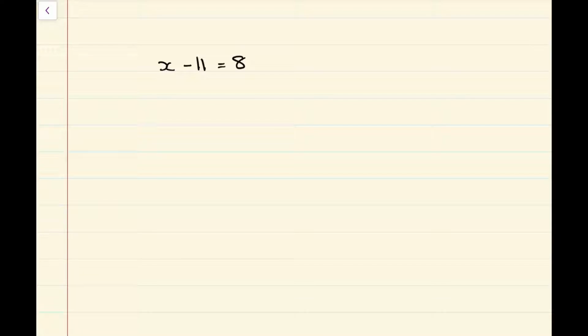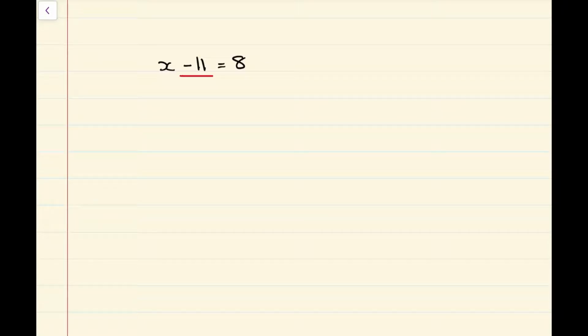The only thing that we would want to carry over the equal sign is this 11 here. Because if we carry over the 11, then we would just have x on one side of the equal sign, and that's basically what we want to do. If we carry the 11 over the equal sign, we have to change the operation, or perform the opposite operation, to what's happening on this side of the equal sign.